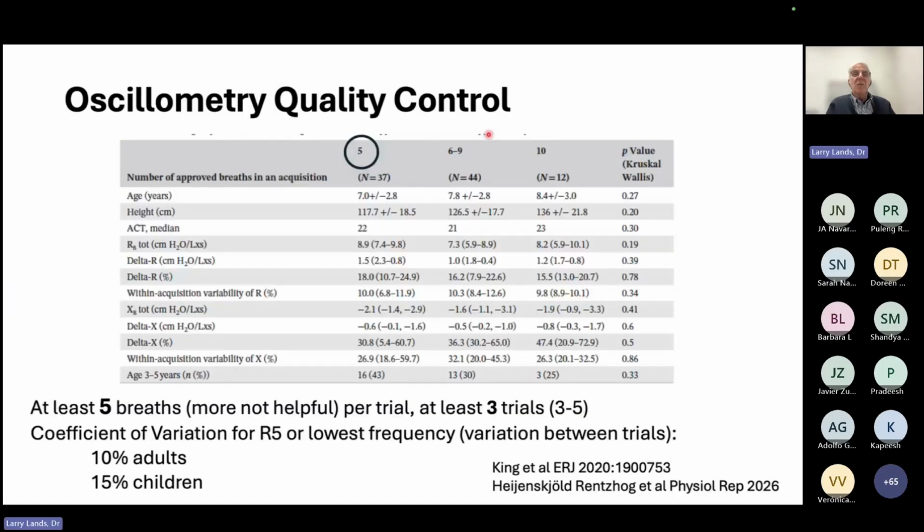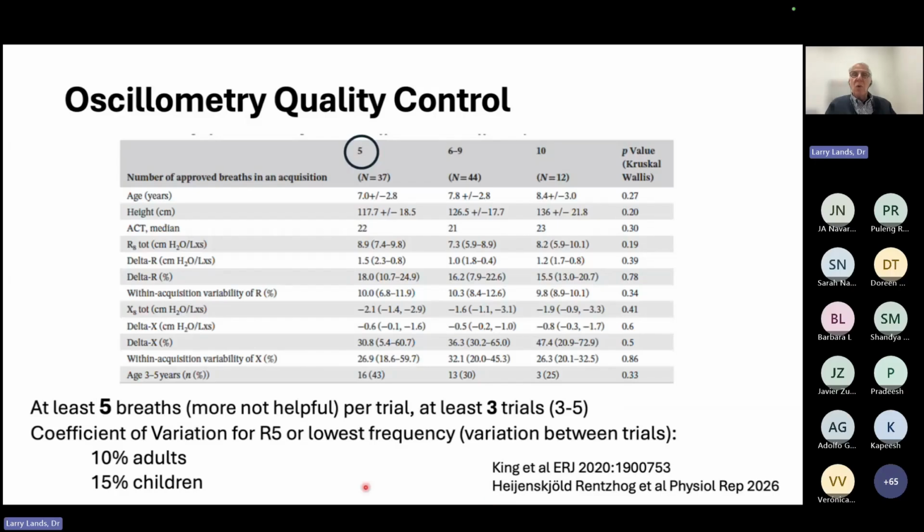So in terms of how many breaths do you need to capture? This was a study in children, and generally you need to do at least 5 breaths. Doing more can be done, but it's not necessary. The other aspect that's very important for getting a good quality signal is you have to do at least 3 trials. Generally, it's 3 to 5 trials, and people will often pick out the 3 trials that are most similar.